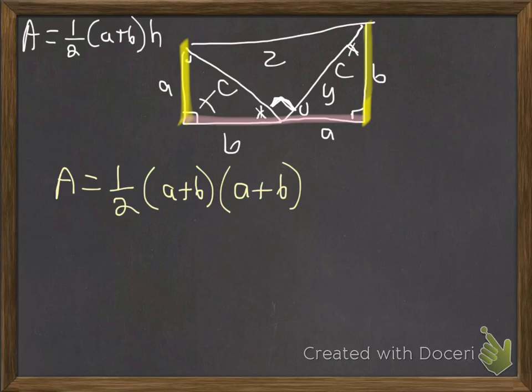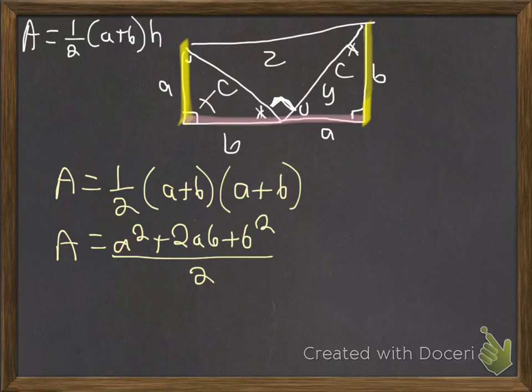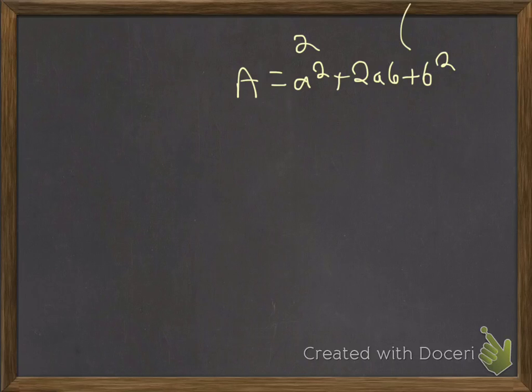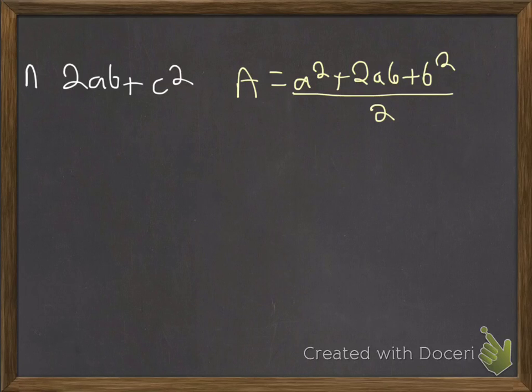Now we just have to do some algebra. This is what Garfield was doing. Everybody knows A plus B times A plus B is A squared plus 2AB plus B squared. And then we still have that pesky 1/2 in front, so we just divide by 2. So now we have a different expression that finds the same area. That's the first area expression that we found, and this is the second area expression that we found.